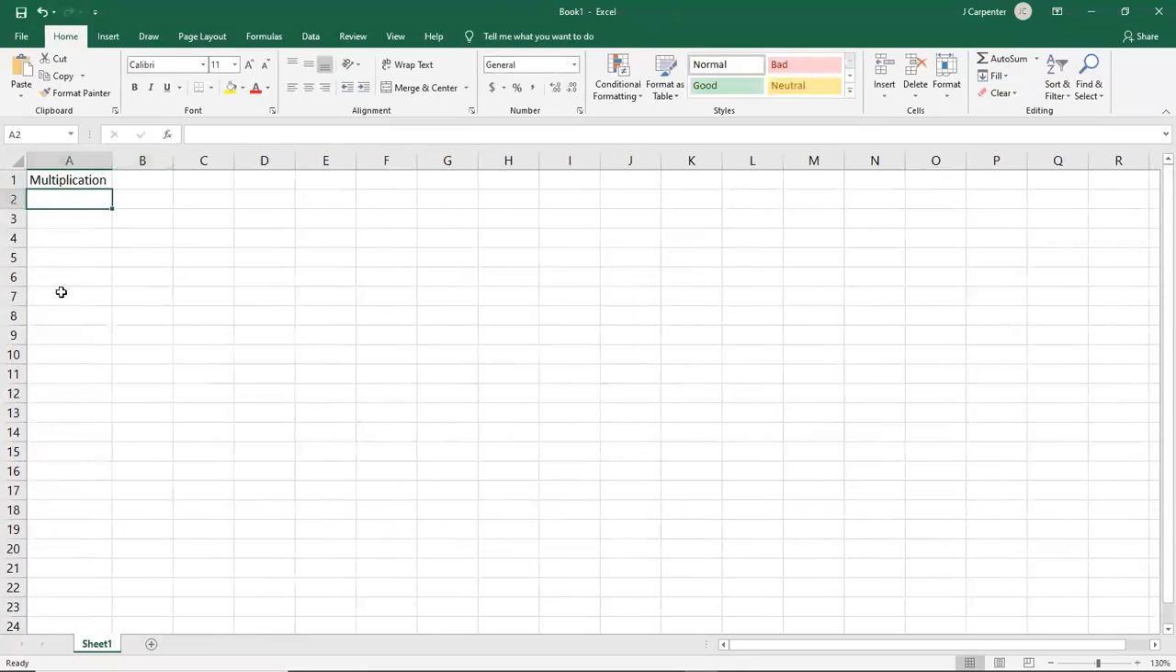Just going to widen that so the word can be seen completely. So what am I going to be multiplying? I'm going to be multiplying the numbers 1 through 10 by the numbers 1 through 10. And the way we set this up is we go 1, 2, 3, 4, 5, 6, 7, 8, 9, 10.